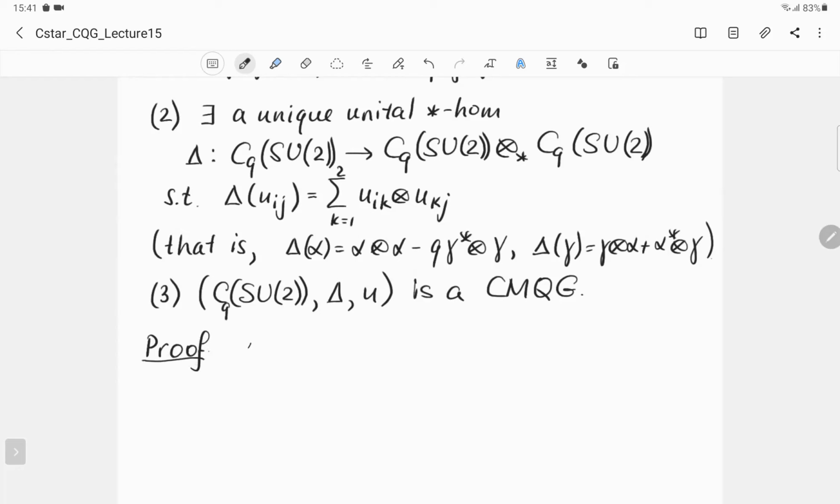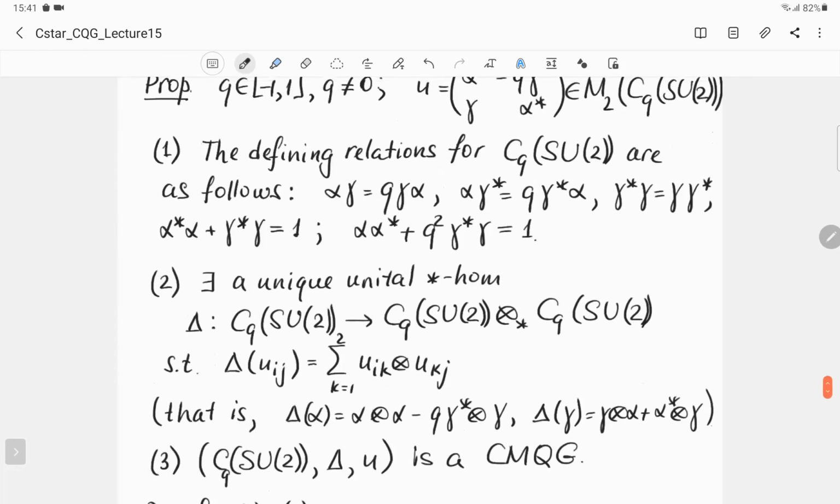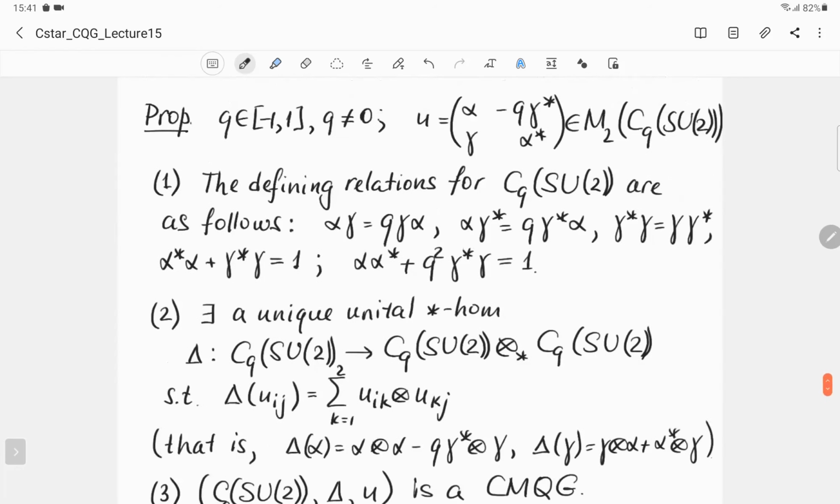Parts 1 and 2 are simple exercises. Part 1 is a straightforward calculation. You just write the condition that U is unitary, and as a result you get exactly these relations between alpha and gamma. Condition 2 follows from the universal property of the quantum SU2 group. We defined this algebra as the universal unital C-star algebra generated by alpha and gamma with the respective condition.